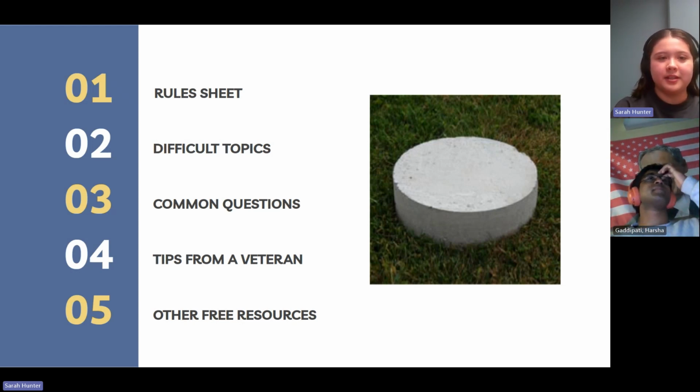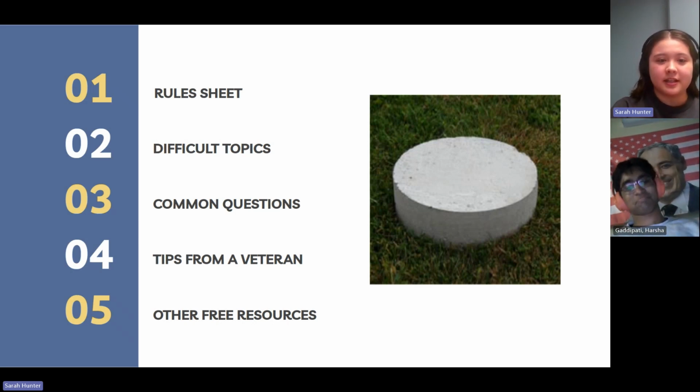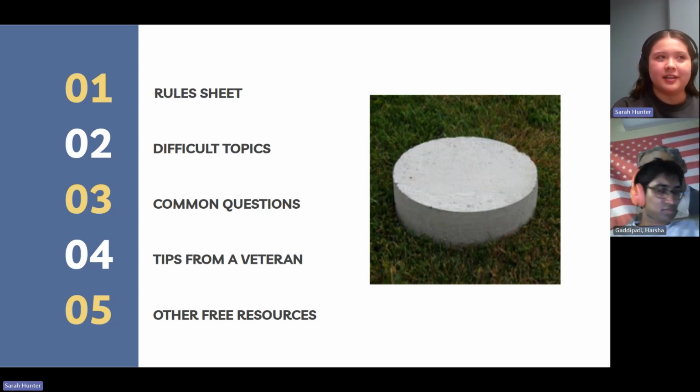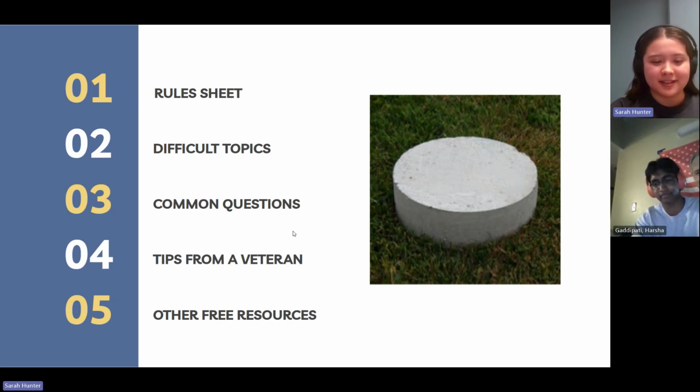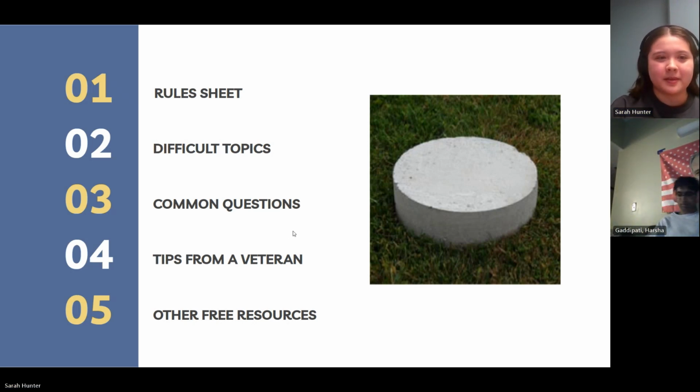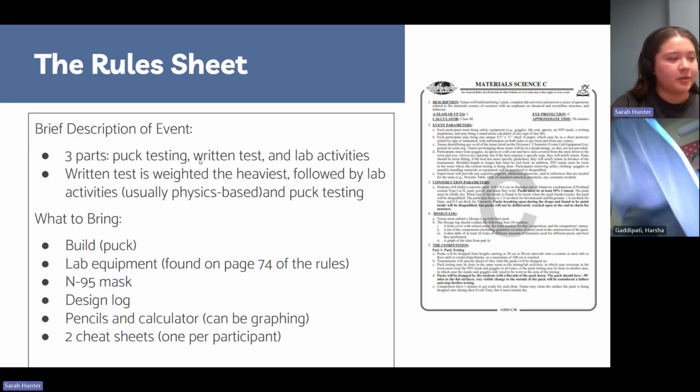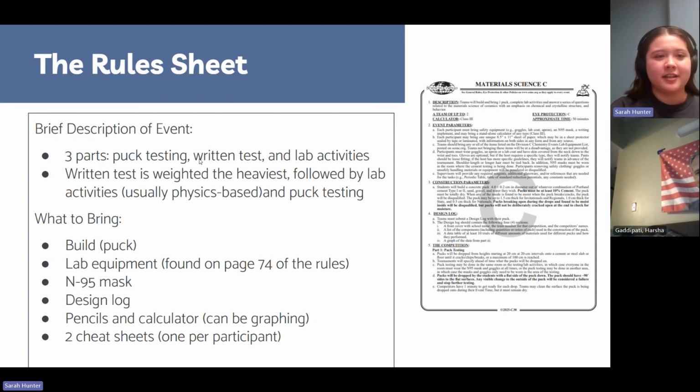We're going to go over the rules, some difficult topics, some common questions and tips, and then finally we'll have other free resources. And then if we have more people joining later on, we'll have a quick Q&A at the end of this presentation. So we're going to start by going over the rule sheet first.